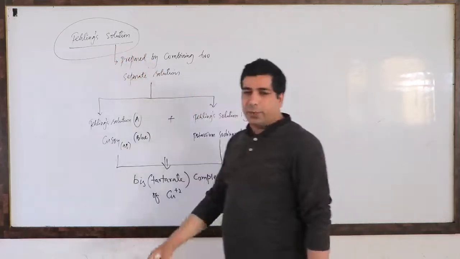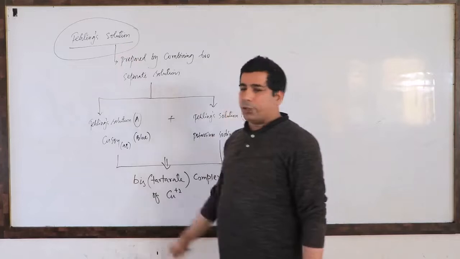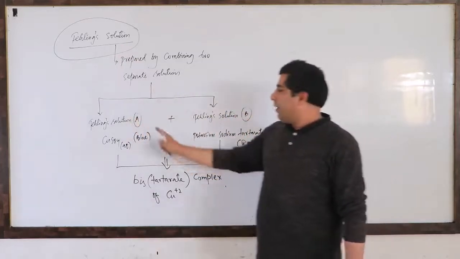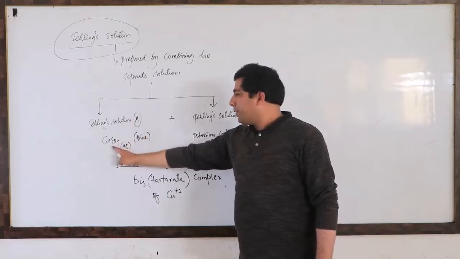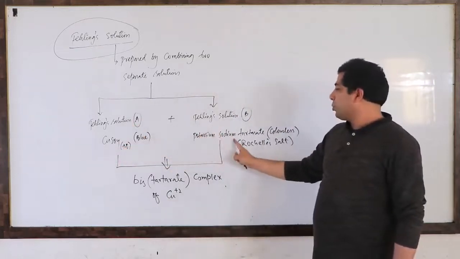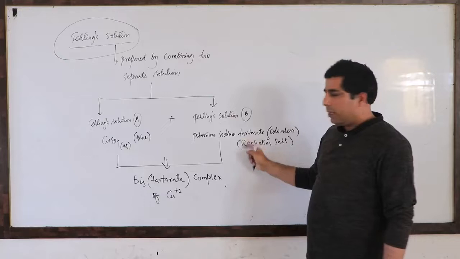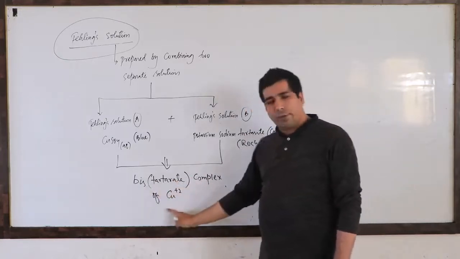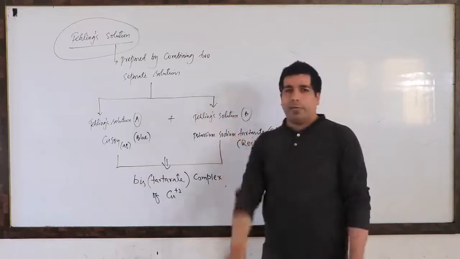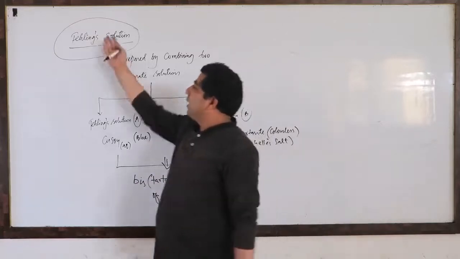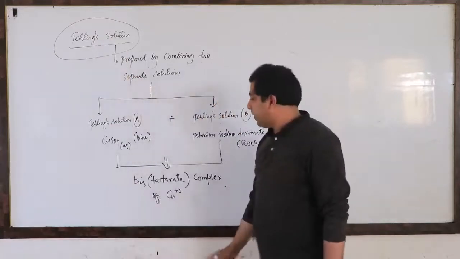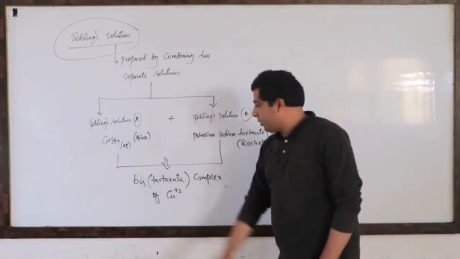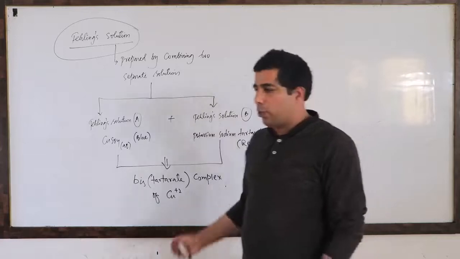Once again I am telling you, Fehling solution is a combination of two solutions: Fehling solution A, Fehling solution B. When you combine copper sulfate solution with potassium sodium tartrate solution, you will be getting a particular complex called the bis tartrate complex of copper, and this bis tartrate complex of copper is your Fehling solution. And remember, in this Fehling solution, copper ion plays an important role. I hope you have understood this particular thing. Please make note of this.